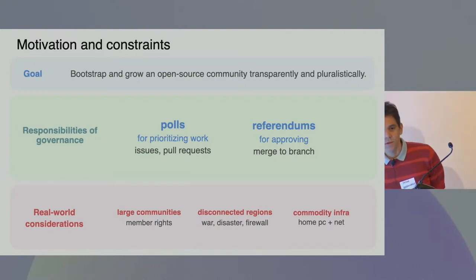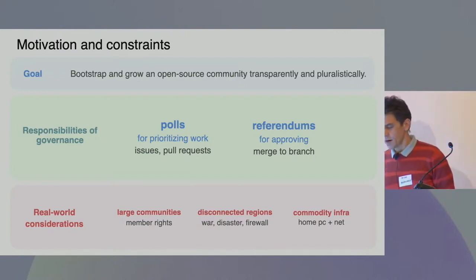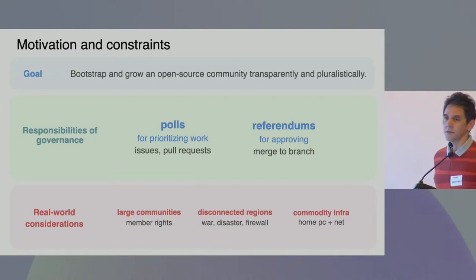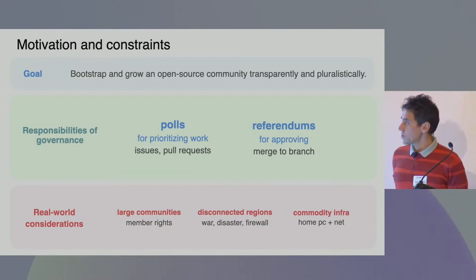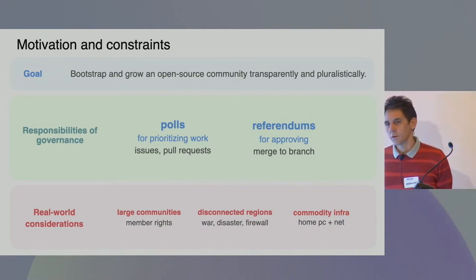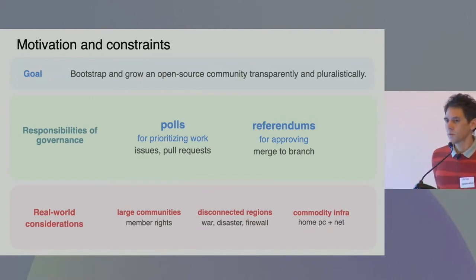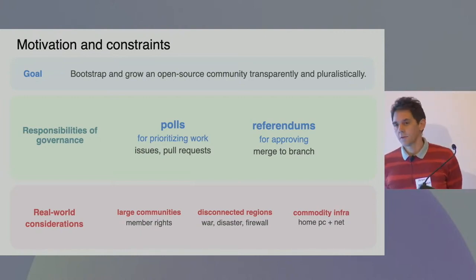Now, in trying to design a software solution for this problem space, we have some very hard practical constraints and requirements, of which I'll mention just a few. The first one is we recognize that open source communities which are successful inevitably grow large. In large communities, people may not know each other, which means that it's the software's responsibility to ensure people's member rights and that governance is being conducted as advertised.